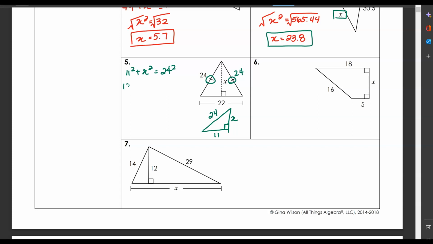All right, so then this becomes 121 plus x squared equals 576. So then we have x squared equals, we're going to subtract 121 from 576. We get 455. And then we're going to have x equals 21.3 after we take the square root of both sides. Okay. All right, take a moment and see if you can try number 6.